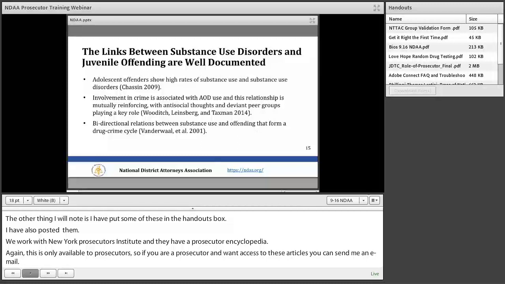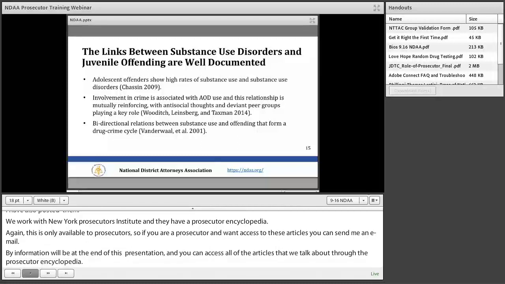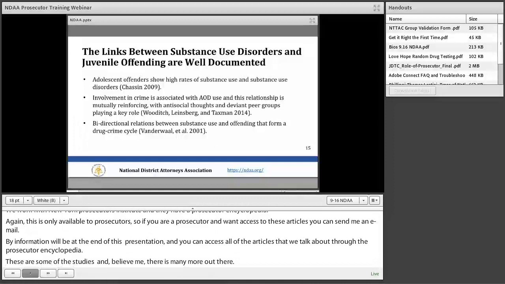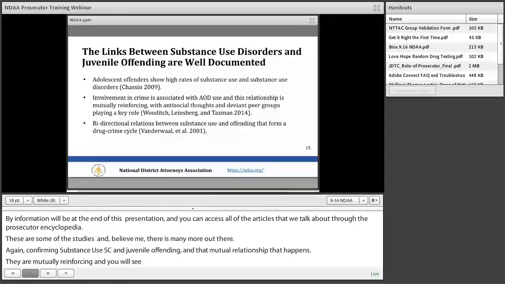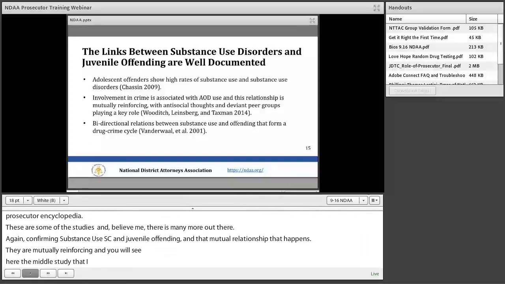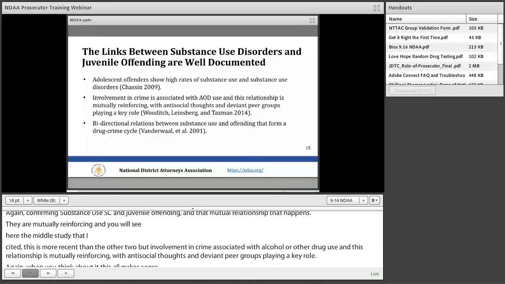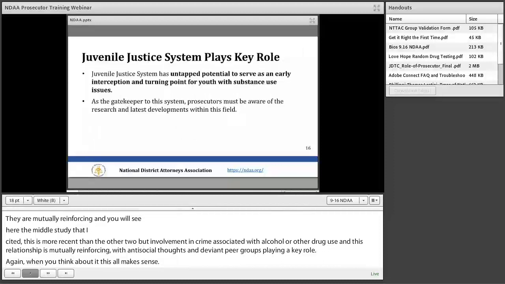So anyway, these are some of the studies, and believe me, there's many more out there, but just again confirming substance use and juvenile offending and that mutual relationship that happens, the mutually reinforcing. And you'll see here that the middle study that I cited, this is more recent than the other two, but involvement in crime is associated with alcohol or other drug use, and this relationship is mutually reinforcing with antisocial thoughts and deviant peer groups playing a key role. And again, when you think about it, this all makes sense.